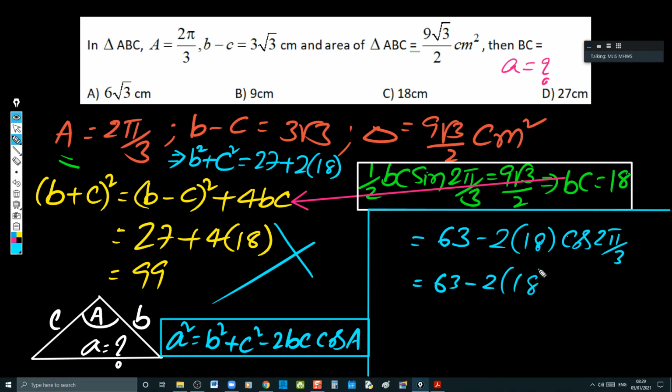Minus twice of 18 into cos 2π by 3, cos 60... minus one by two. Cos 120, cos 120 is minus one by two, so a square is equal to 63 plus 18. How much is that? 81. 63 plus 18, therefore your a is 9.